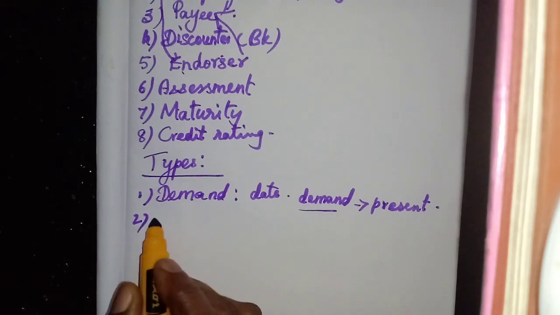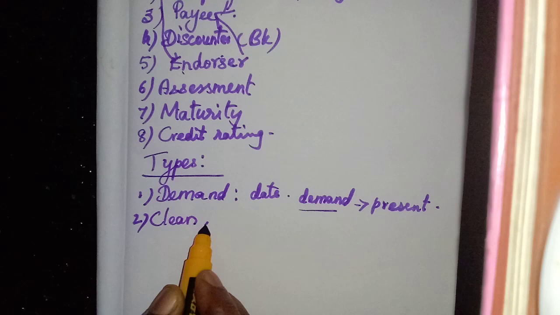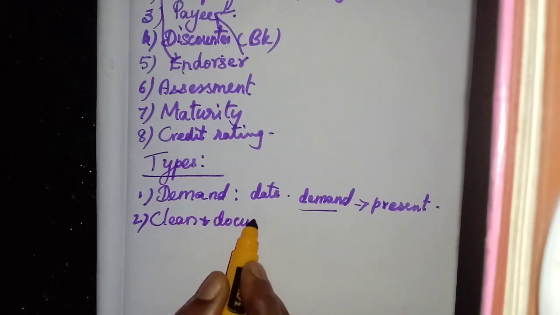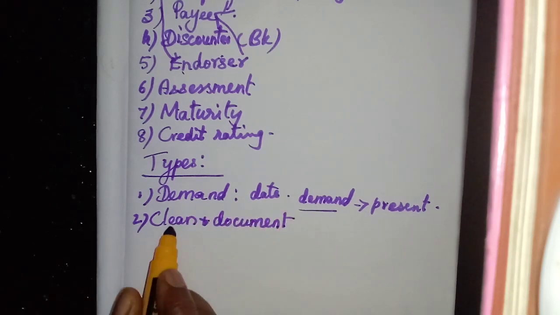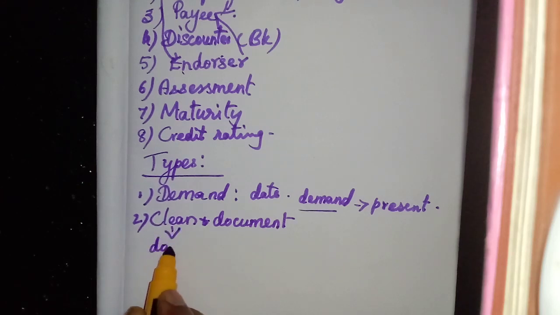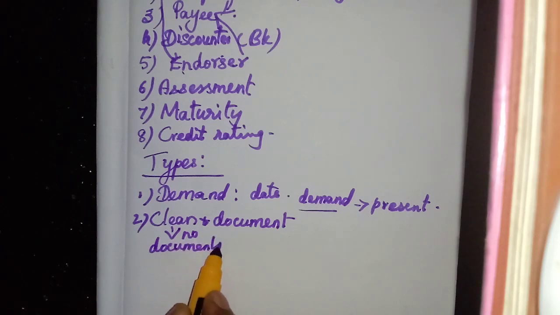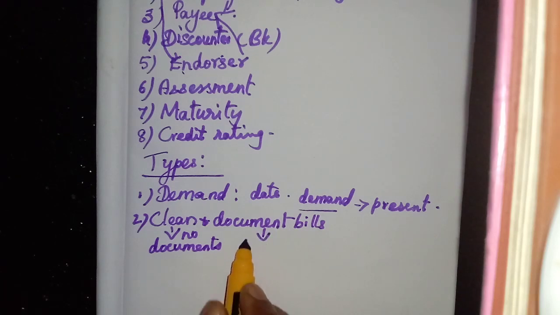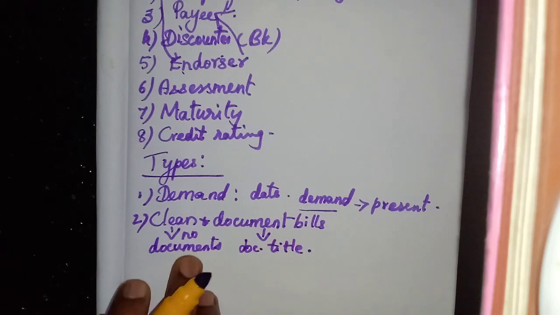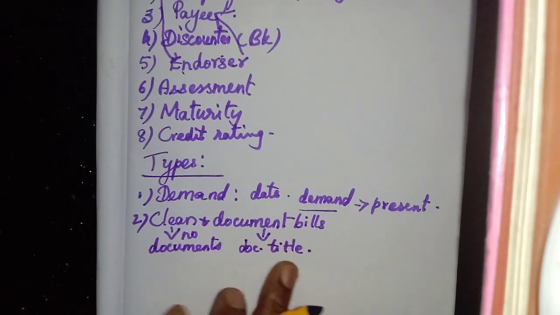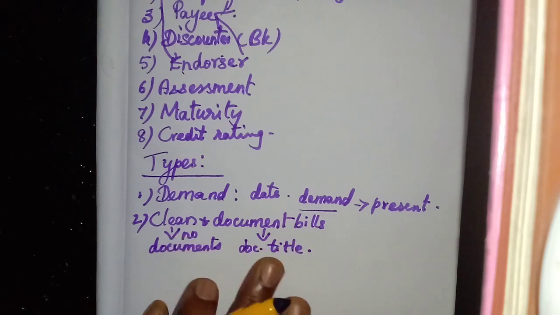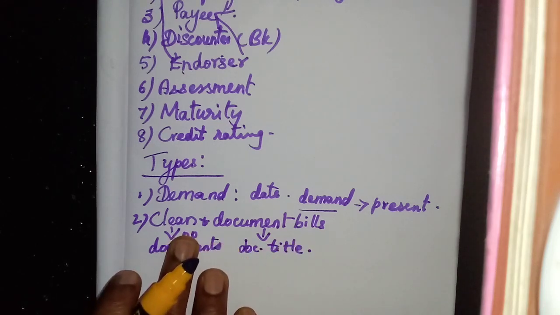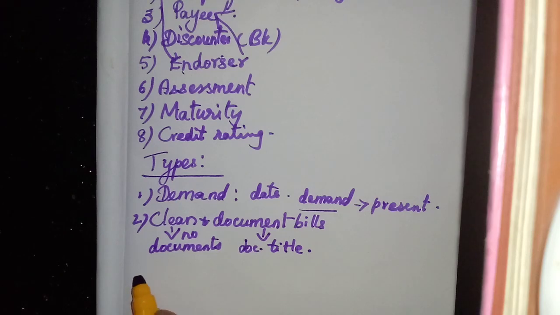Then clean bill and documentary bill. Here, clean bills do not have any documents. No documents will be attached along with the clean bills. But with documentary bills, some other document of title to the goods will also be there along with the bill. That's why it is called a documentary bill. Clean bills do not have any documents.